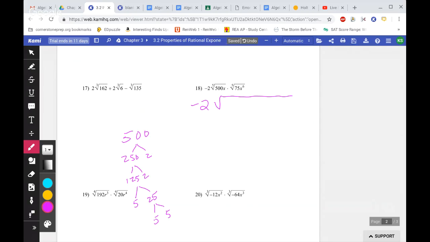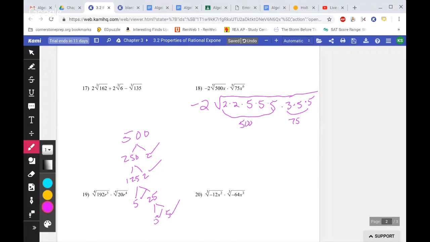So 500 breaks down to be 2 times 2 times 5 times 5 times 5. So I've got those. And then 75 breaks down to be 3 times 5 times 5. Does that make sense to you? Yes. Okay, so that's 500. And this is 75. And I don't have my X's in there quite yet.